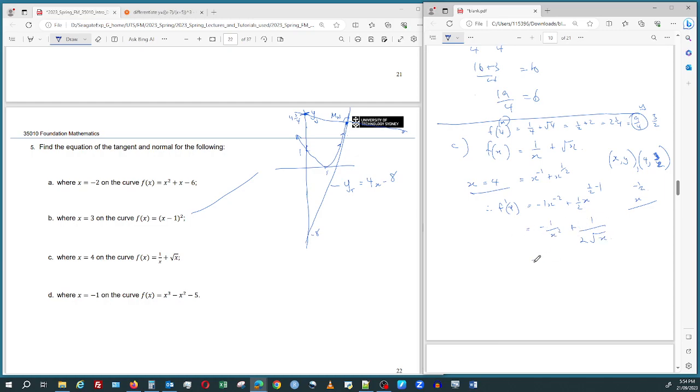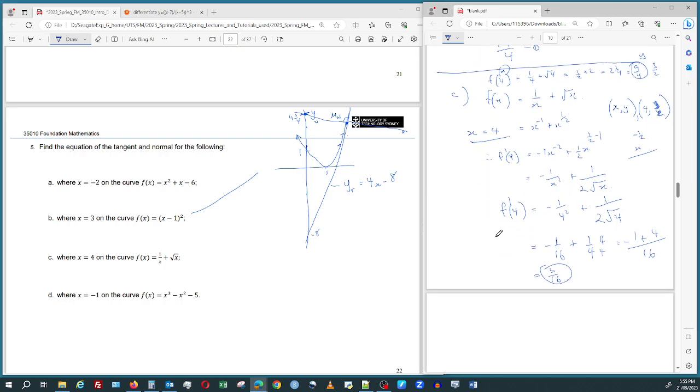So that's our derivative. So our derivative at 4 is going to be equal to, putting the numbers in, minus 1 over 16 plus 1 over 4, not the same family, so minus 1 plus 4 over 16 is 3 over 16. So it's a very slight gradient. Very slight gradient. 3 over 16.